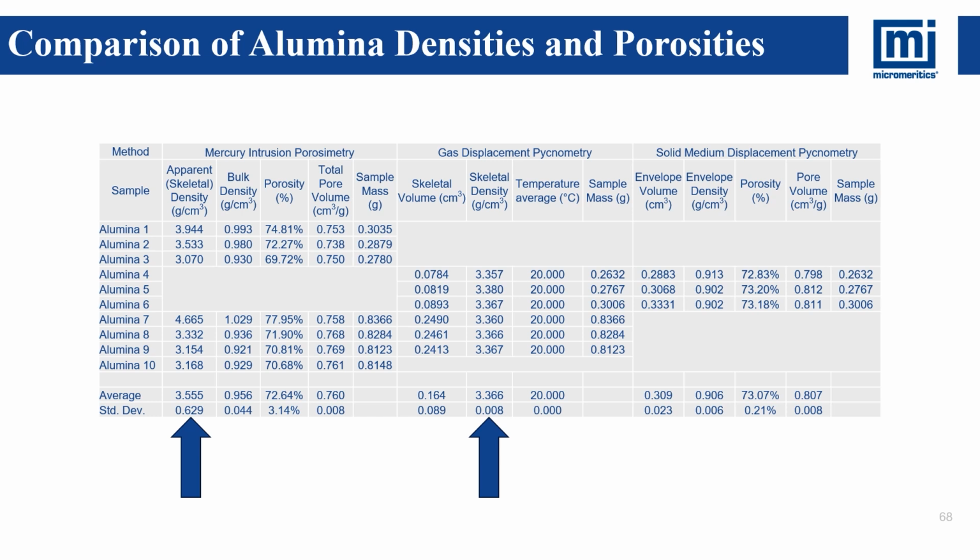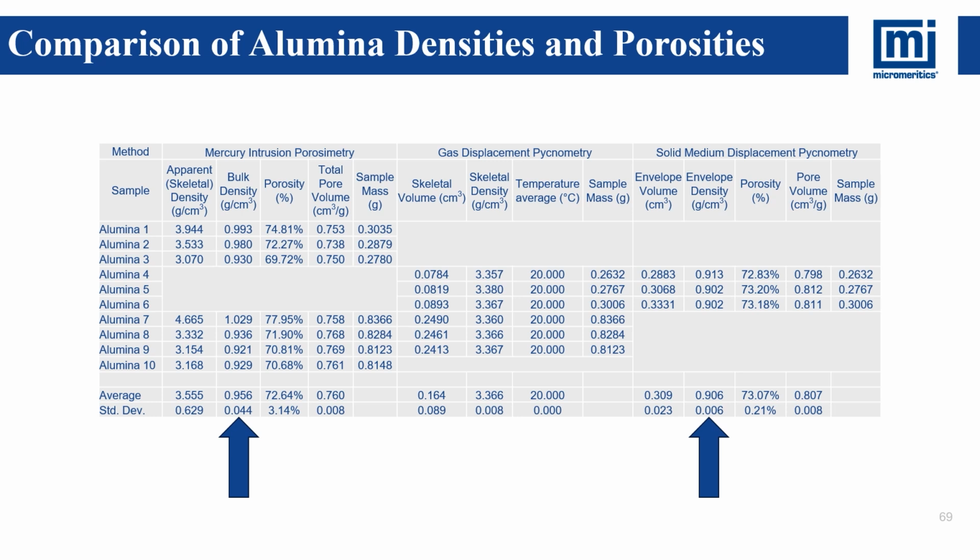Comparing the bulk or envelope density from mercury intrusion and our flowing powder displacement, reasonably good agreement. Now remember that we calibrated the envelope density results by using the glass beads, the volume of which we had determined using gas displacement. So we would expect a reasonably good calibration there. The mercury intrusion bulk density suffers from the same uncertainty in the penetrometer volume that the skeletal density did. As a matter of fact, the skeletal density is calculated from the bulk density.